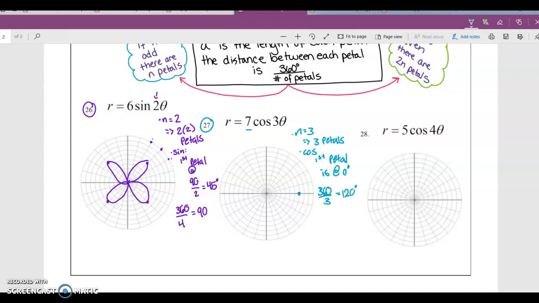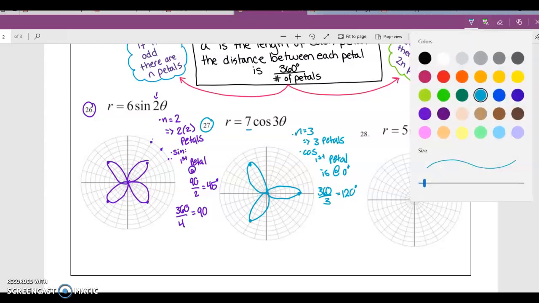So our next petal, since we're starting at 0, is going to be at 120 degrees. And then our last petal is going to be at 240 degrees. So that one would be right here. And then same thing, just kind of draw the loops like this. And there you are.